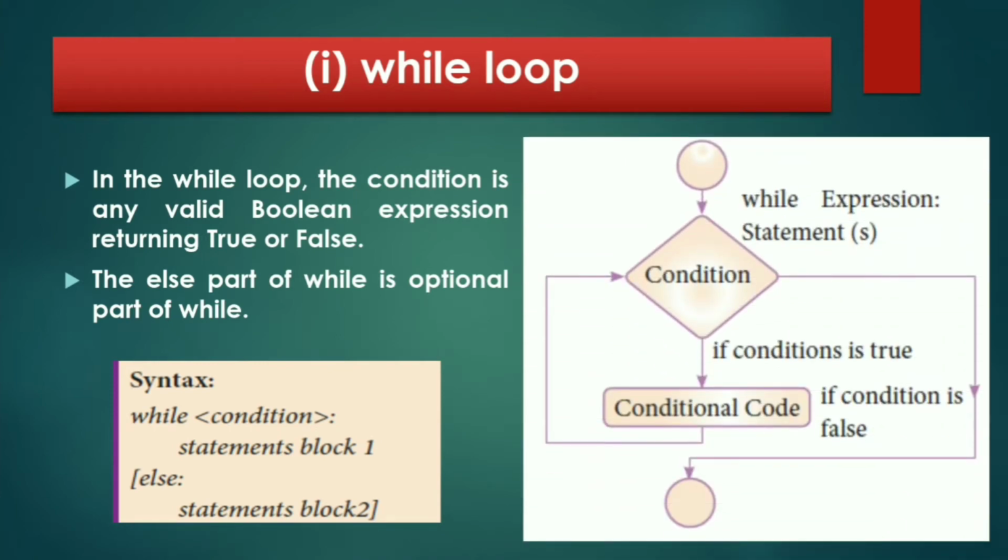Now look at this flow chart. We will get into the condition at the very first, and if the condition is satisfied, which means it is true, we will execute the conditional code, that is block 1, multiple times. Until the condition is false, we will execute the same block again and again. Once the condition is false, we will jump out of this while loop.